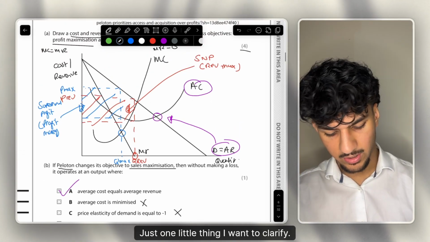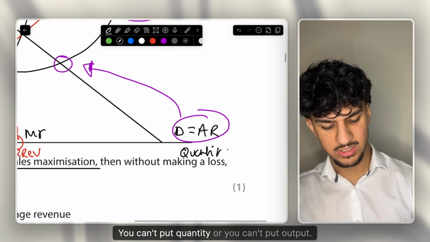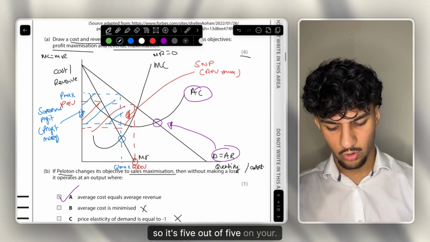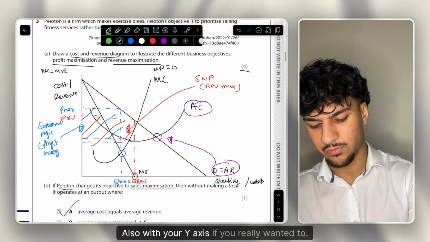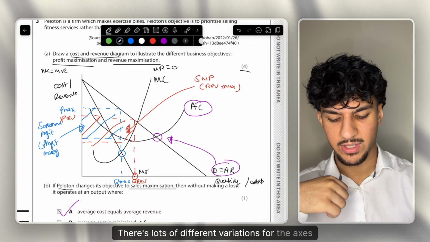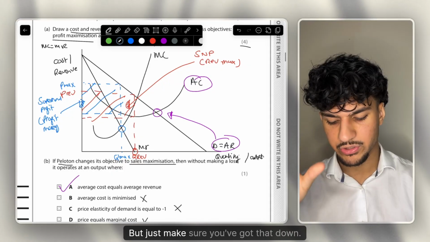Just one little thing I want to clarify, on your cost revenue diagram, for the x-axis you can put quantity or you can put output, both of them work. Also with your y-axis, if you really wanted to, they also accept price slash cost. There's lots of different variations for the axes, but just make sure you've got that down.